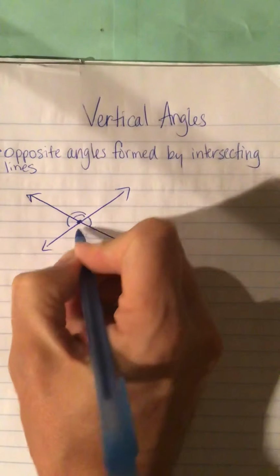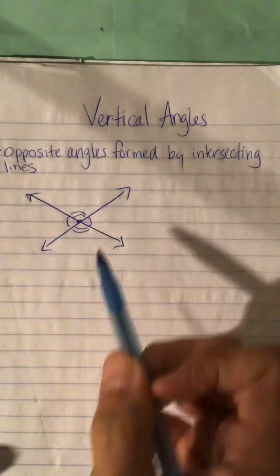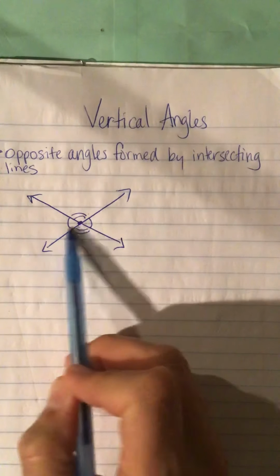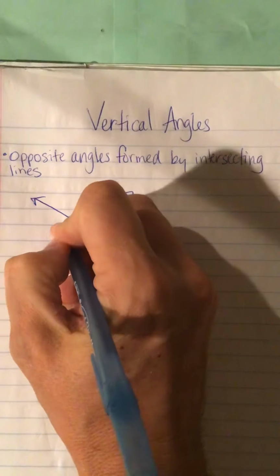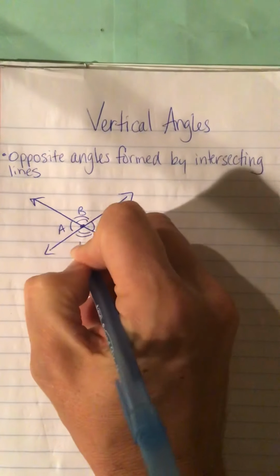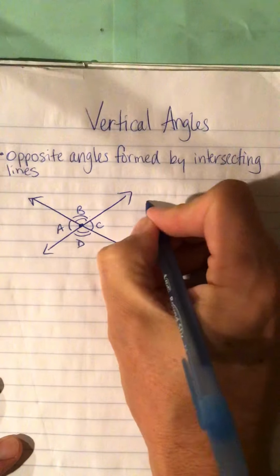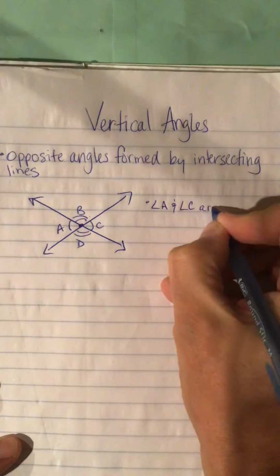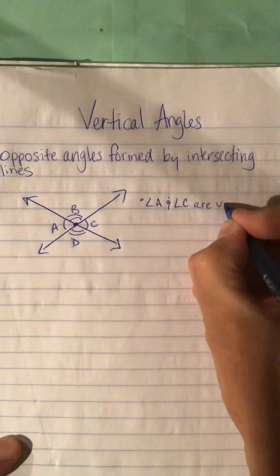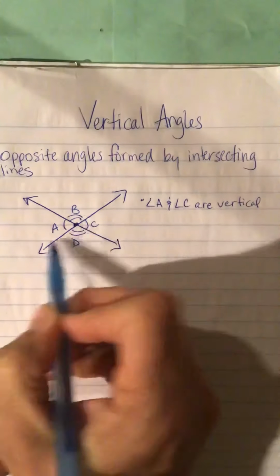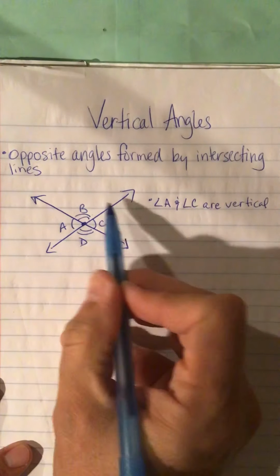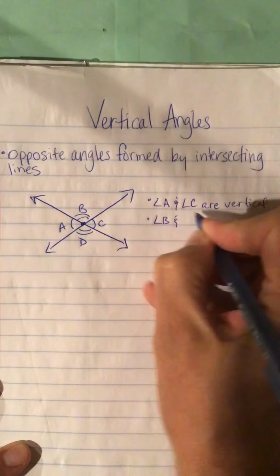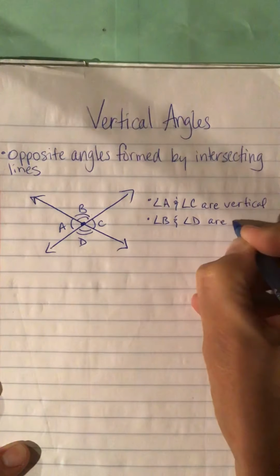The two angles right here and the two angles right there. So notice that I used two marks right here for these two to show those are vertical. I used the single curve right here for those two that are vertical. So if I just call them A, B, C, and D, we can say that angle A and angle C are vertical. They are opposite of each other, okay? They are not next to each other. They are opposite of each other. We could also say that angle B and angle D are vertical.